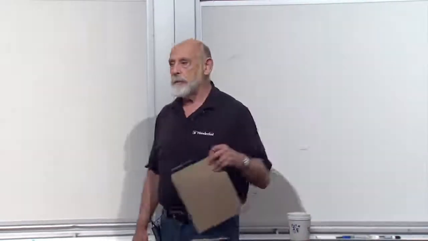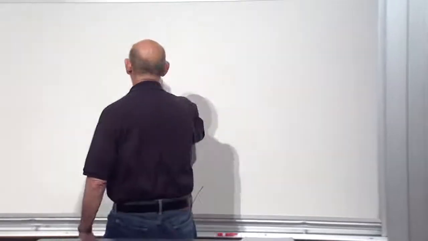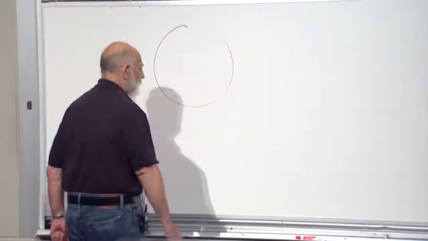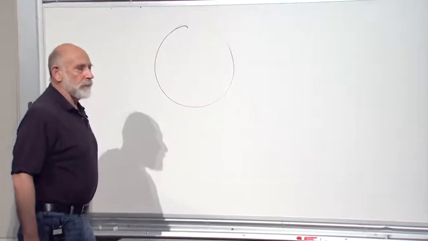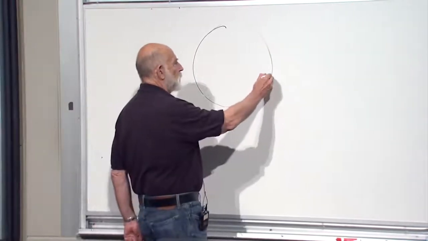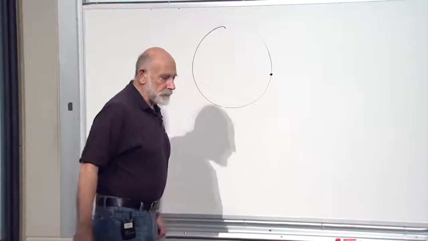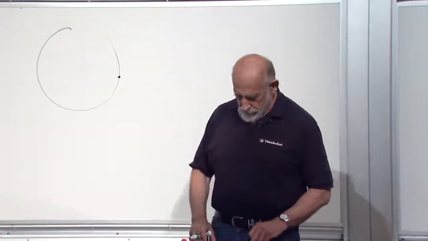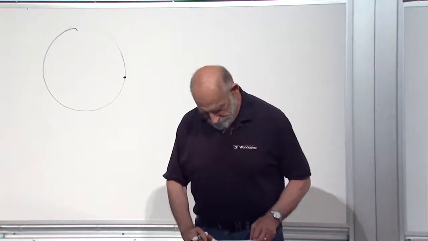And I want to think about a very simple system, namely a particle moving on a circle. It could be a particle moving on a circular wire. I don't want it to get off the circle, so it's a little particle, kind of a bead, moving on the circle. And what is the symmetry? The symmetry is rotational invariance.